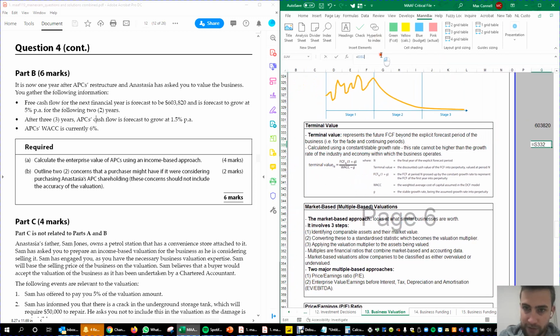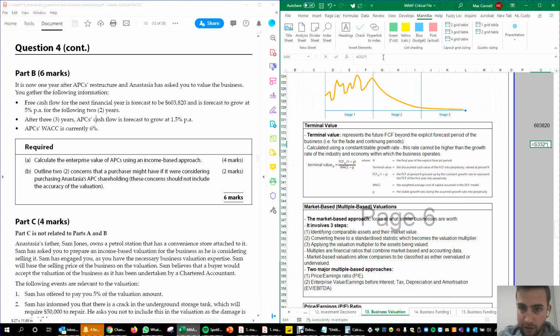And then we're going to times that by 1 plus the growth rate, which is 0.015. Have I got that right? And then we're going to divide that by WACC minus growth. So it's going to be 6% is the WACC, because we've got that in the question over here. So 6% minus 1%.